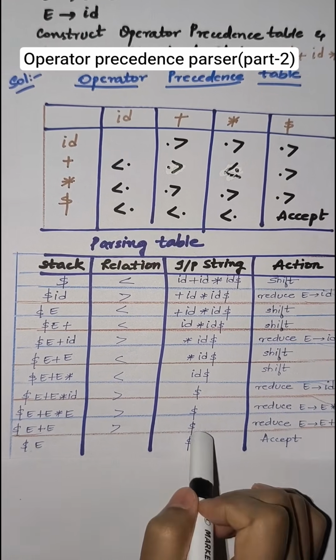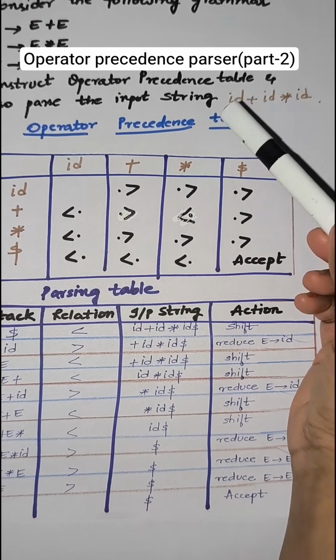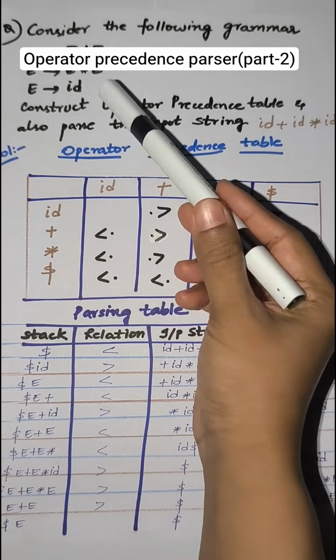Comparing dollar and dollar, we get accept. So this input string id plus id asterisk id is accepted by this grammar.